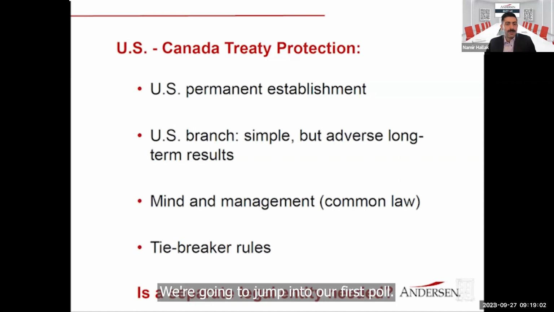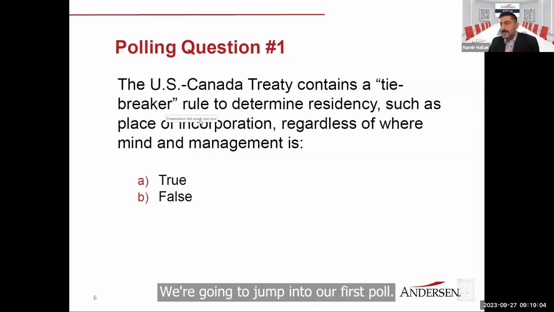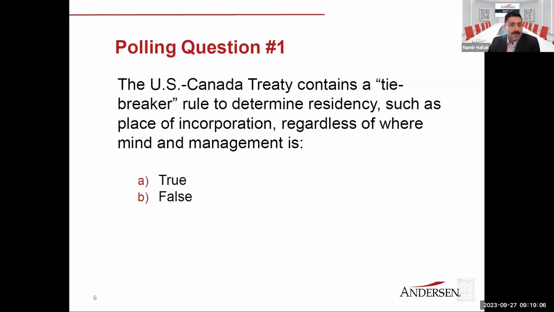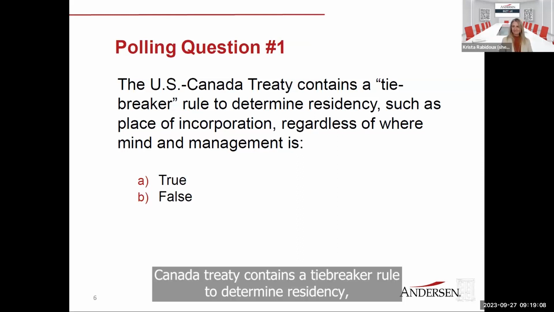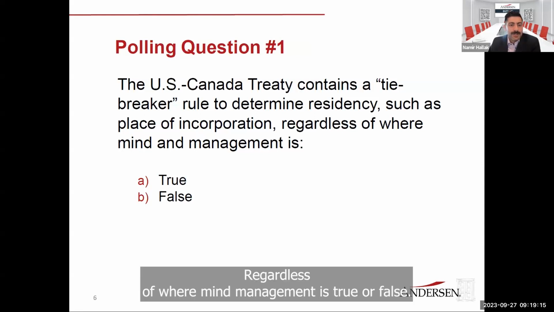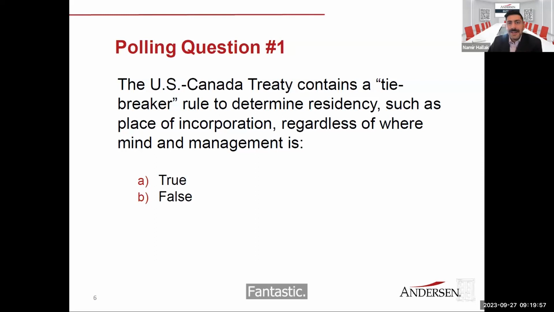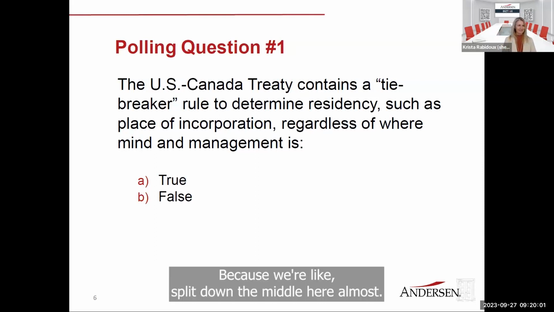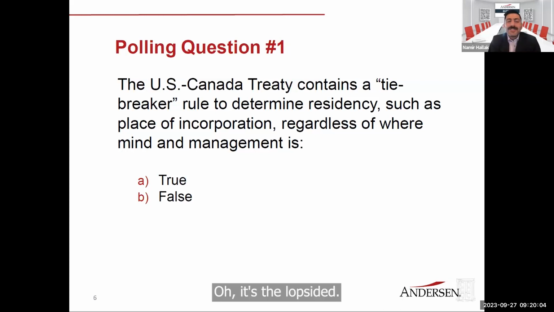All right, we're going to jump into our first poll. The US-Canada Treaty contains a tiebreaker rule to determine residency, such as place of incorporation, regardless of where mind and management is. True or false? Fantastic. So what is it? Because we're split down the middle here almost. Oh, it's lopsided.